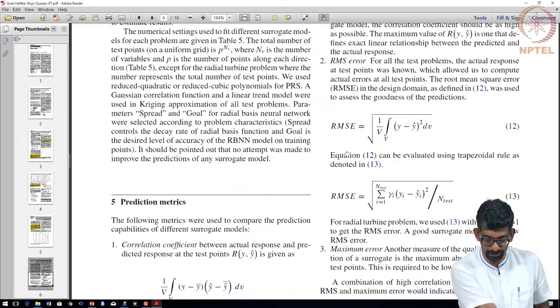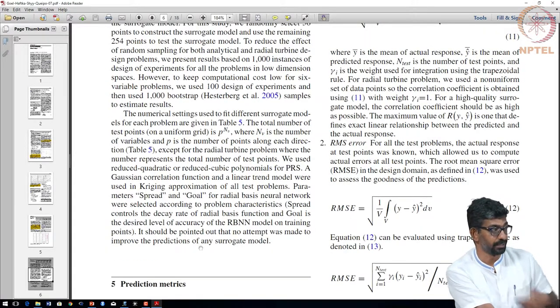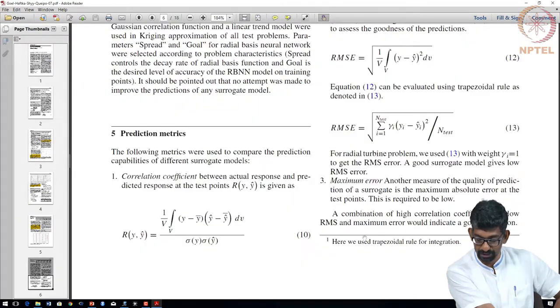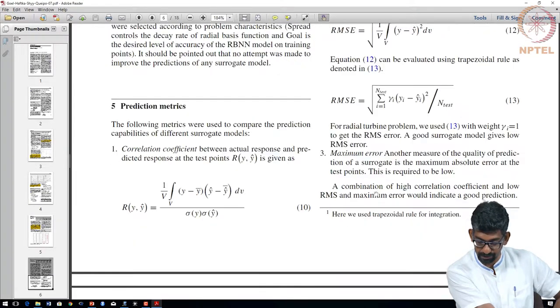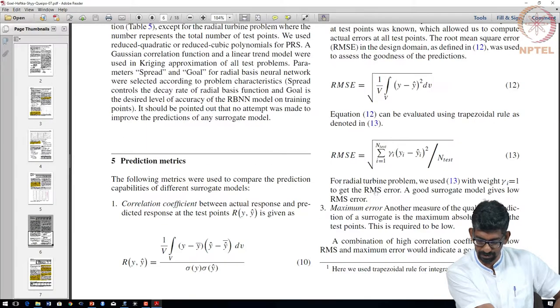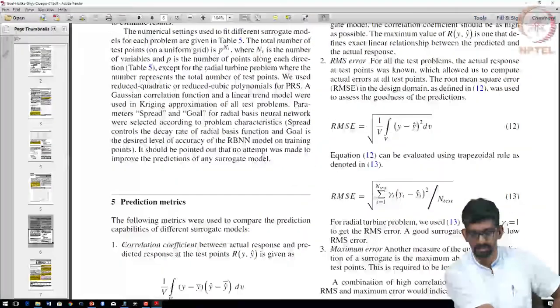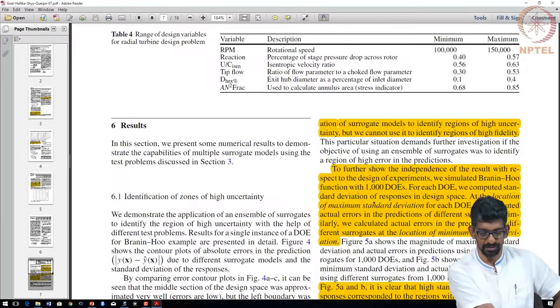As I pointed out, they will use the correlation coefficient between the actual and the predicted. They do an RMS error, RMSE, we discussed that, and the maximum error. Okay, interesting. Where are they using the, okay, the PRESS is discussed. This is only for the metrics that they use.